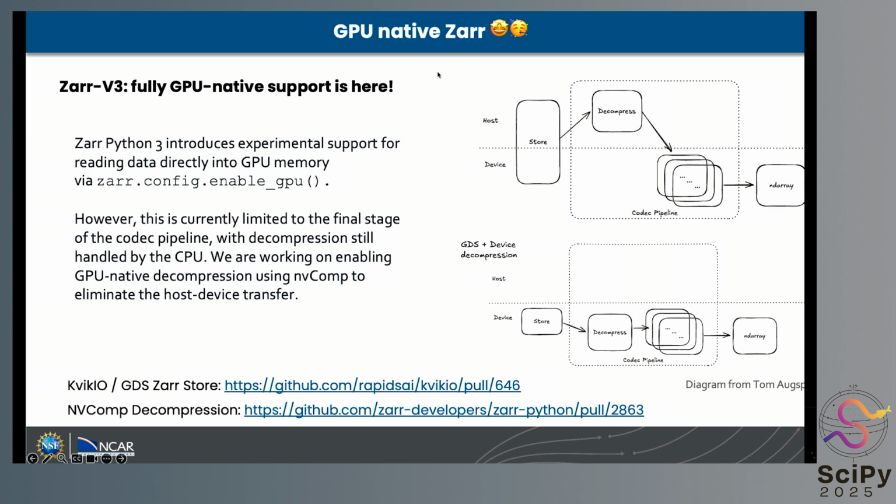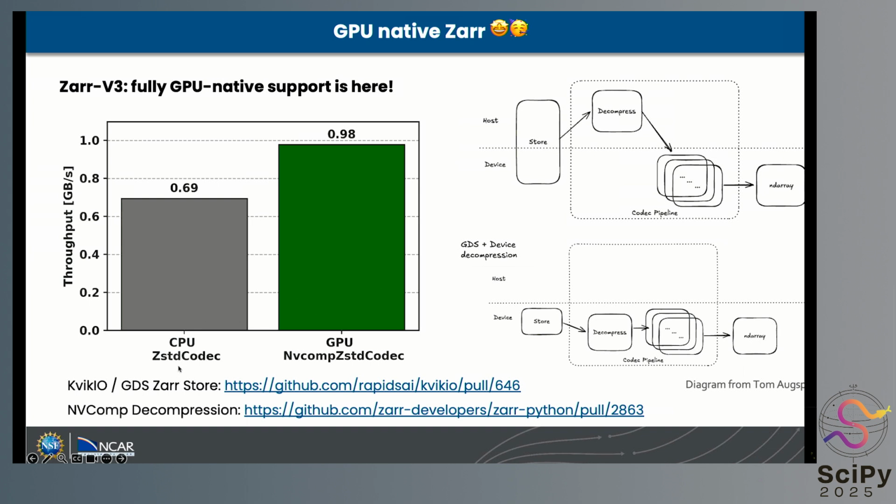Okay, thank you. GPU native Zarr: Zarr v3 was released recently in January, and it has almost fully GPU native support. So we started trying with that. Right now, almost all the pieces are there except for the decompression using nvCOMP, and that piece is still a PR. We did some testing with that, and we showed that Zstandard decompression on GPUs using nvCOMP is at least 30% faster. If you're interested in this, I'd be happy to discuss it. We have also written a blog post about this.